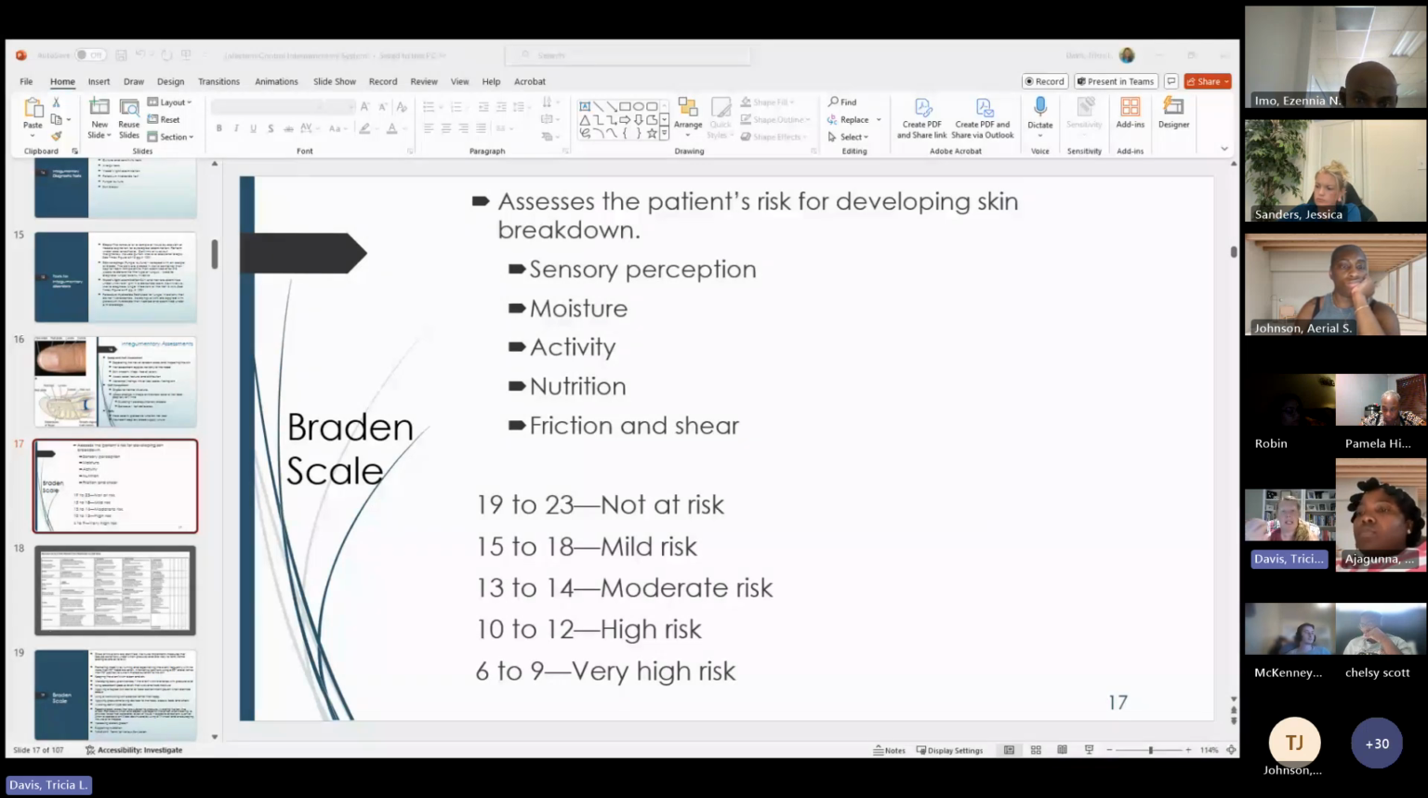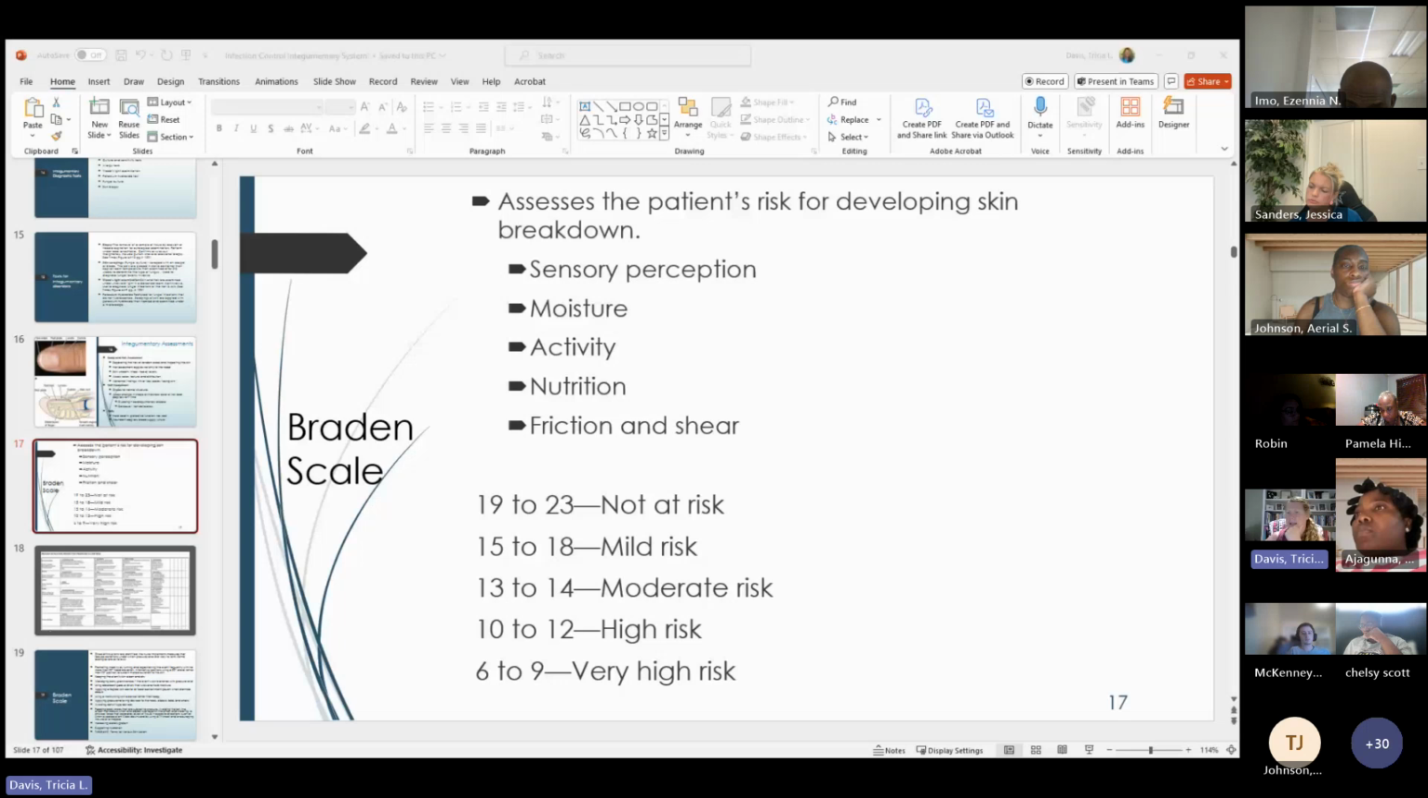Maybe you're turning them every 2 hours. Maybe you're ordering a nutrition consult. Maybe you're getting some heel boots for them. Whatever you're putting down, calmoseptine on their bottom, or you've implemented an external female catheter. Same thing for the men. Maybe you put on a condom catheter to keep them dry. You always have to document what you did.